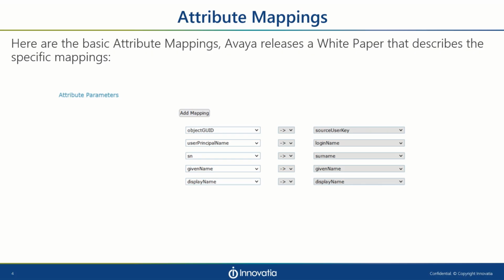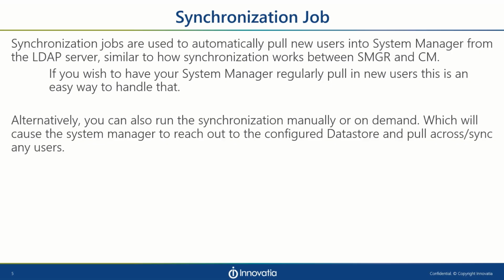Once you've created these mappings, you can commit this, and that will create your data source, and System Manager should now be able to start pulling users across using these parameters that we have set up. That does lead us to the next step.